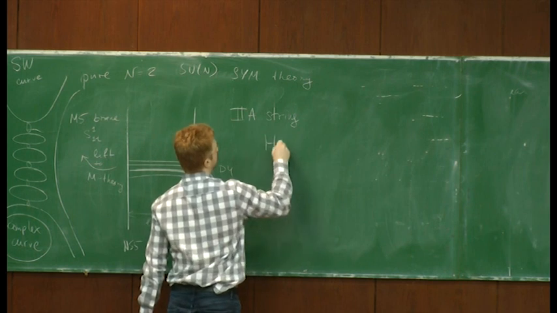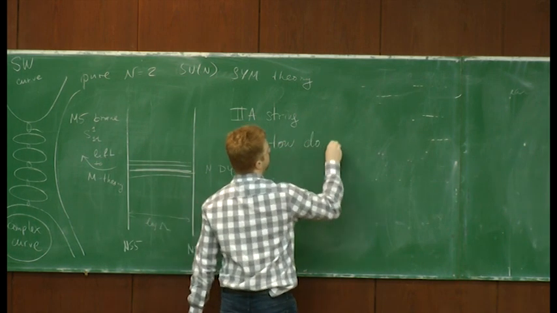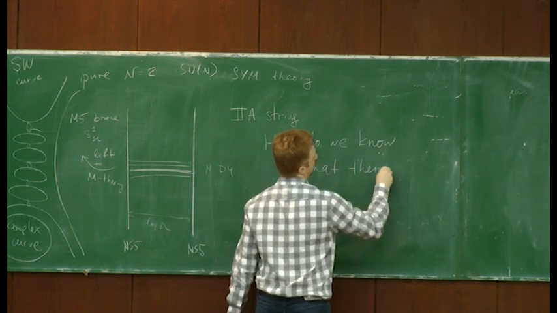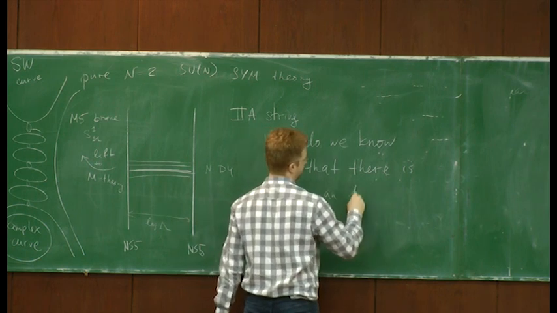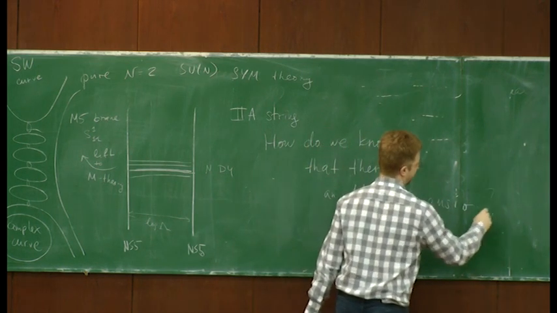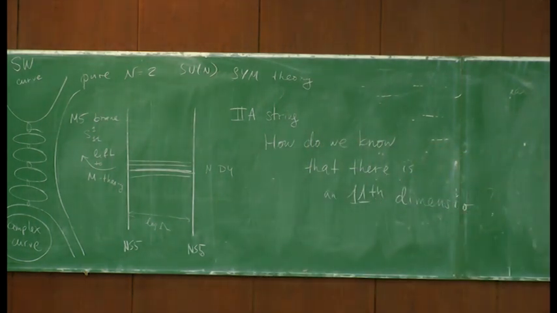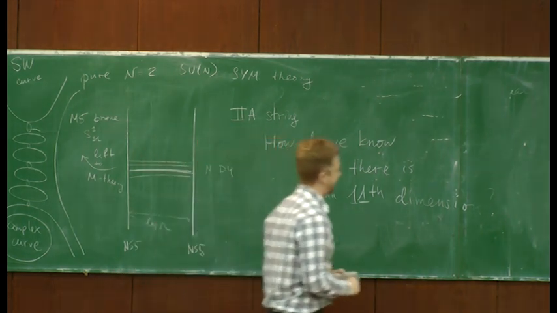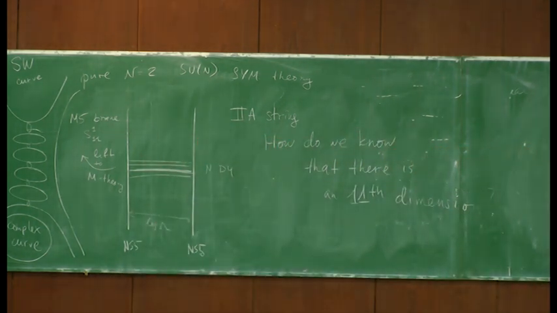So how do we know that there is an 11th dimension? For dark matter and dark energy, you go to WMAP, but for the 11th dimension, how can you check that it exists? Well, you study supersymmetric quantum mechanics, and the supersymmetric quantum mechanics of D0 branes.